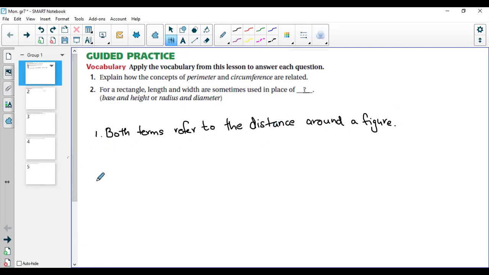Fine. Question number 2. For a rectangle, length and width are sometimes used in place of what? I also explained this. Instead of saying length and width for a rectangle, we could also say, you have to choose between these two, base and height or radius and diameter? Of course not these two, because they are only for circles. So it is going to be base and height.